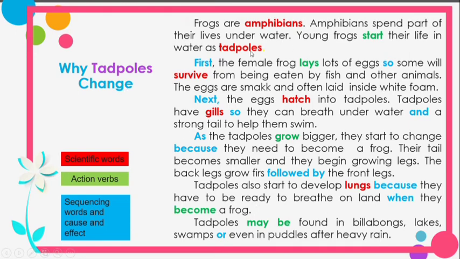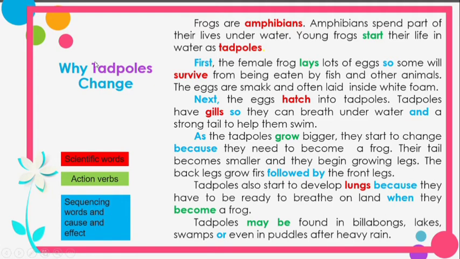Here, I also provide words that indicate the language features used in explanation text: scientific words, action verbs, sequencing words, and cause and effect. If you see a red word, it could be a scientific word. If you read a green word, it indicates an action verb. And if you see a blue word, it indicates sequencing words and cause and effect.